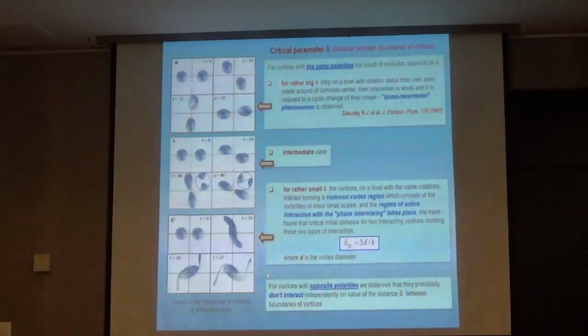Here you can see the intermediate case. So, for vortices with opposite polarities, we observe that they practically don't interact, independently of the value of the distance between boundaries of vortices.